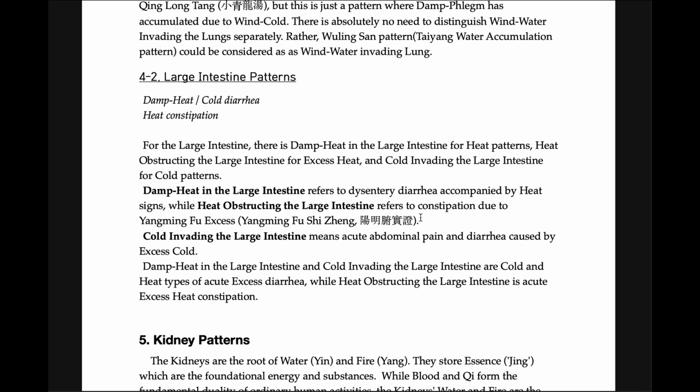Cold invading the large intestine means acute abdominal pain and diarrhea caused by excess cold. Damp heat in the large intestine and cold invading the large intestine are cold and heat types of acute excess diarrhea, while heat obstructing the large intestine is acute excess heat constipation.